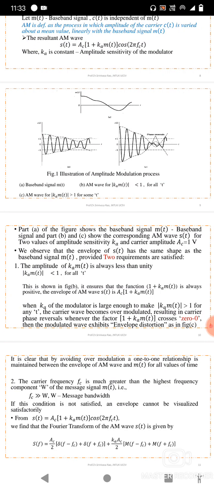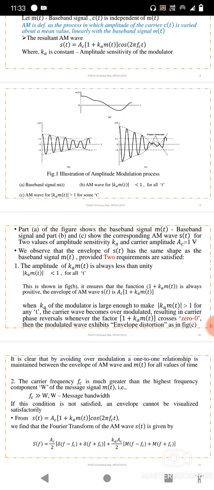Here we observe that the envelope of s(t) has the same shape as the baseband signal m(t). So the s(t) signal and the m(t) signal have the same shape, that is, the message signal amplitude and the modulated signal amplitude are the same. Here two requirements are satisfied. First, Ka m(t), the amplitude sensitivity constant times m(t), is always less than unity, that is |Ka m(t)| is less than 1 for all t.